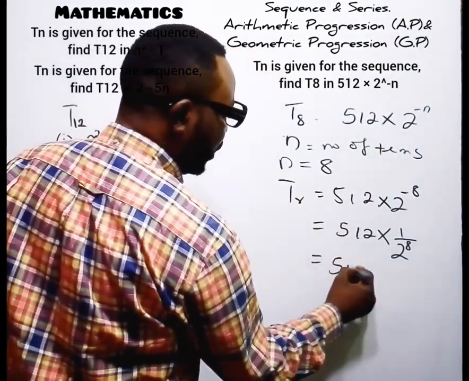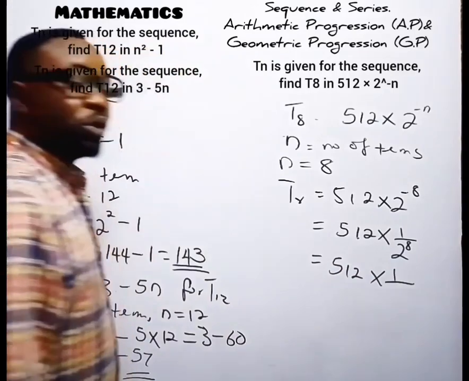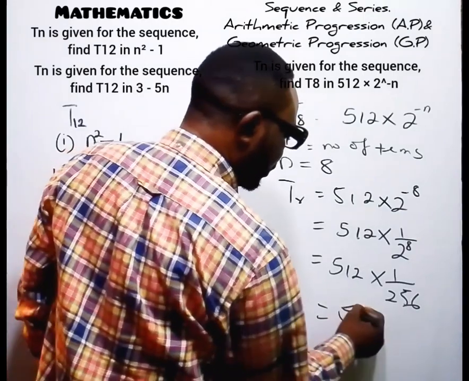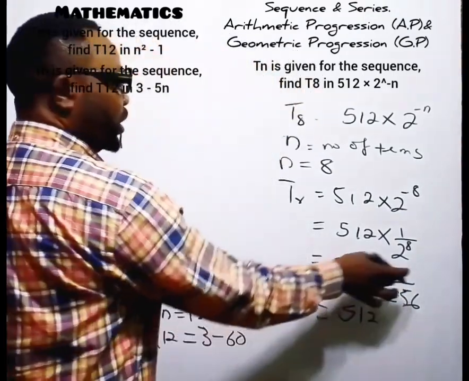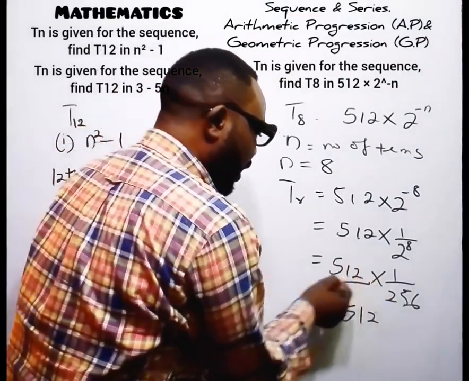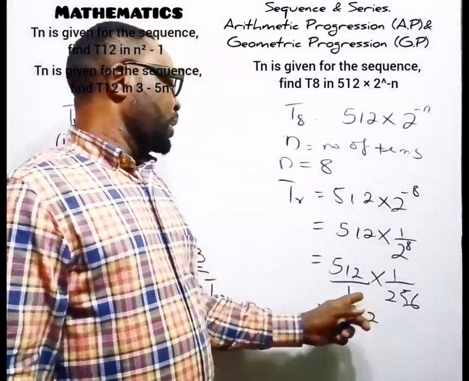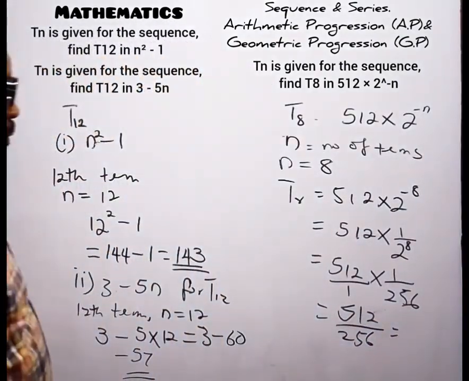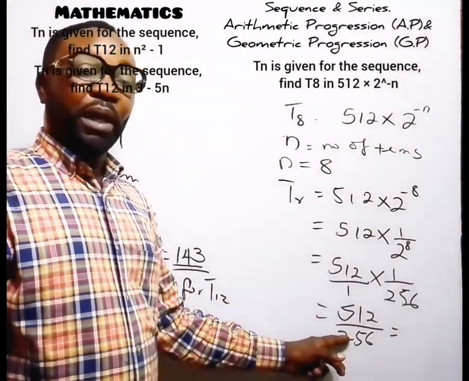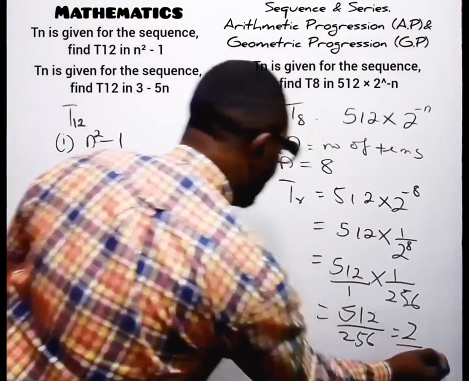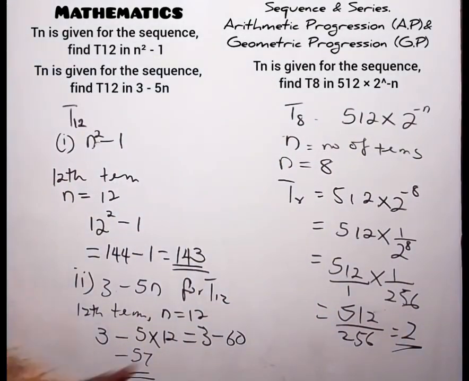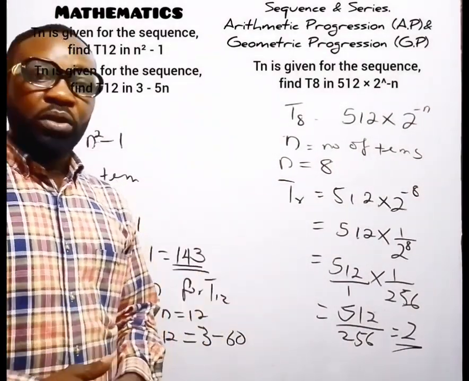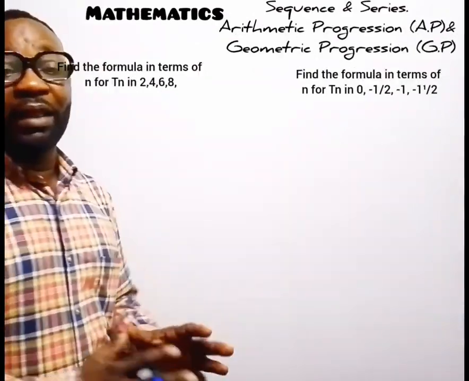So this becomes 512 multiplied by 1 over 2 raised to the power of 8, which gives us 256. When you multiply 512 by 1, you get 512. Then the value we have here is 1 times 256, which is equal to 256. If you divide 512 by 256, you are going to get 2 as the answer to that question. That is how you deal with this kind of question. Do stay tuned for the next question and the formula.